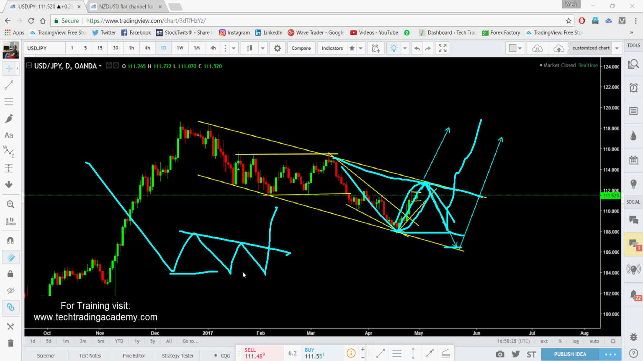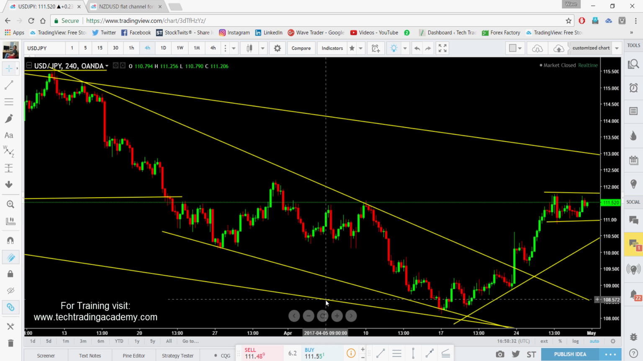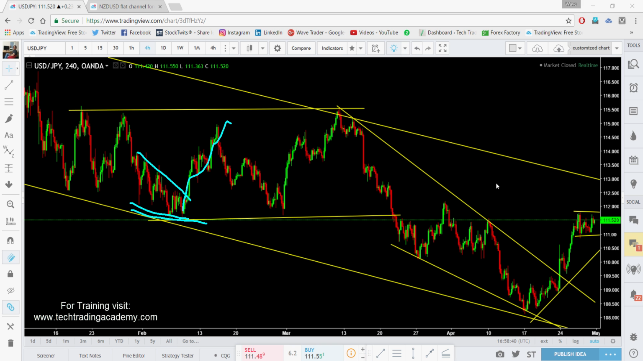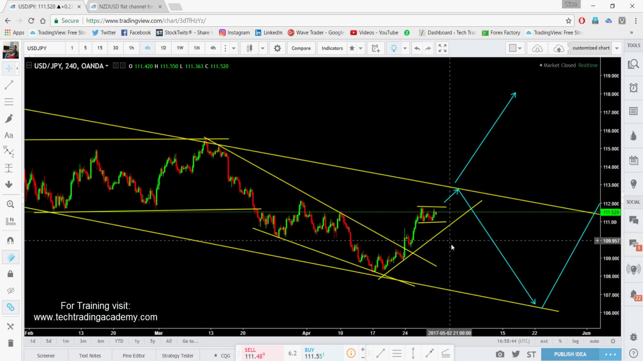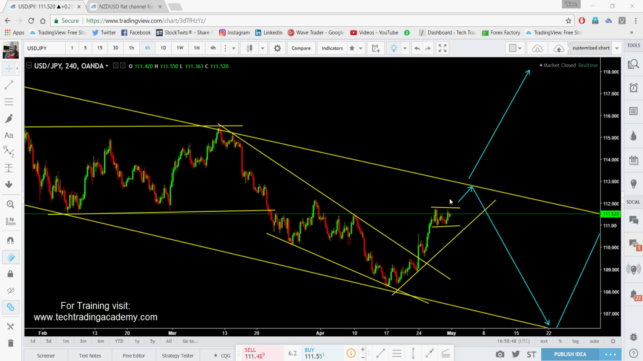This formation. All right, so we have seen that formation before as well here at that place. And then break out. Alright, so markets do not move according to 1, 2, 3, 4, 5. Markets move in impulse and correction, and you have to read the momentum.